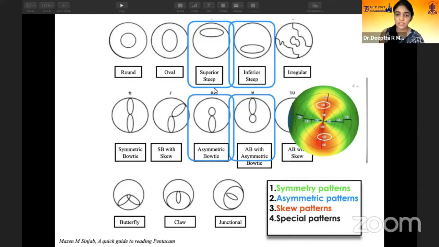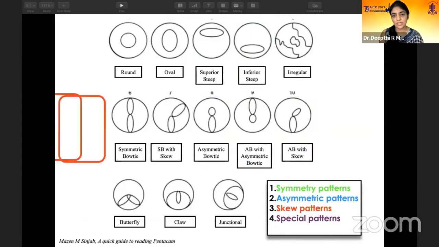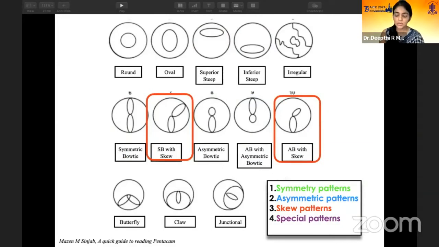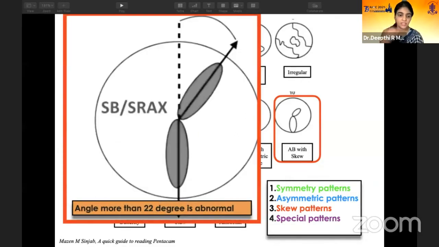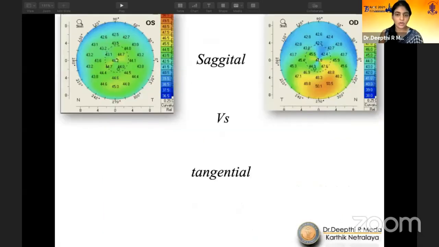You can have a superior steepening or an inferior steepening. Basically, it is a difference in the power of your upper and lower parts. Superior steepening of more than 2.5 and inferior of more than 1.5, again, is a red flag sign. Skewing, I would say, is quite pathognomonic of keratoconus or any ectasia or scars, where the angle between your prime meridians is more than 22 degrees. So these are the things you look at in the pattern, and a lot of abnormal patterns show that your cornea is not normal. So a word on the pattern.